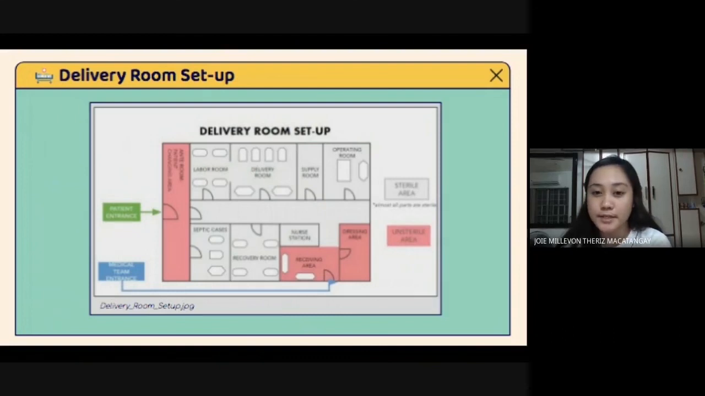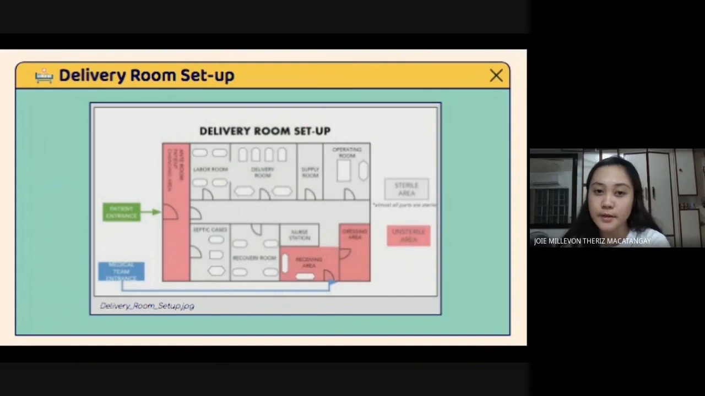And next, for the receiving area, dito na po yung mga patient's family and physician may stay if they have a need place for a brief conference or consultation. So, dito na po nagsistay ang relatives during delivery.